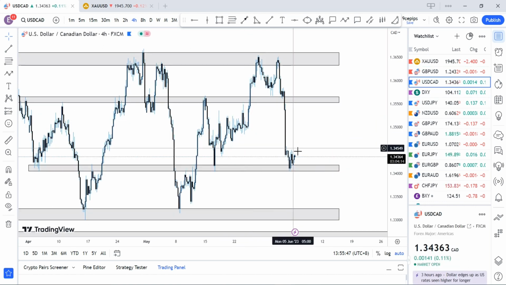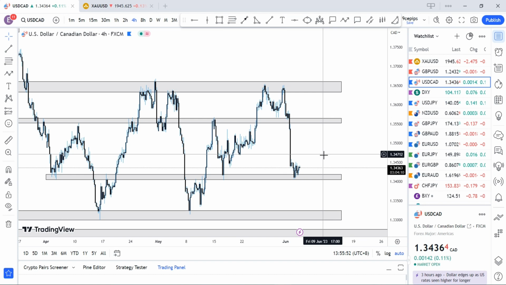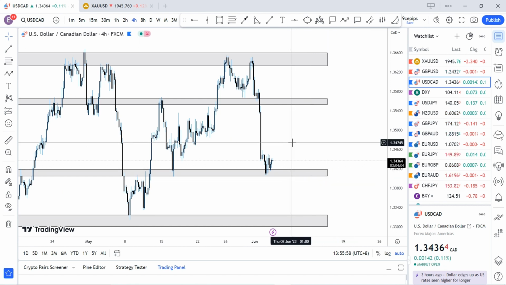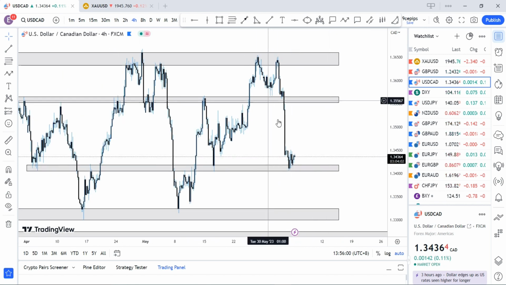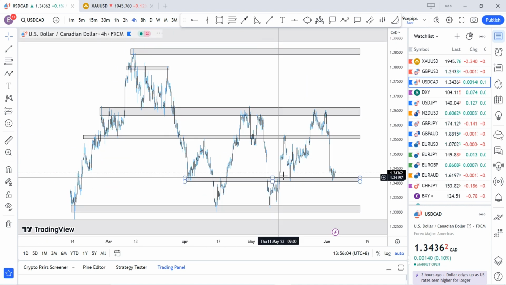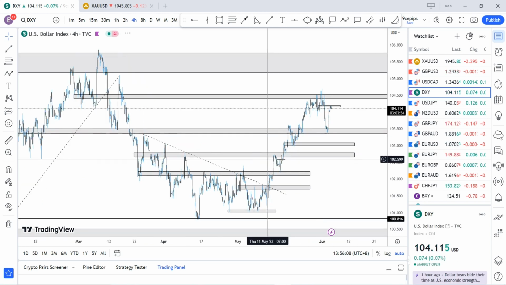Okay, for USDCAD, it's been crazy. I'm expecting a continuation to the upside here with this rejection, or to the downside regardless, because USDCAD is showing a really bearish momentum. But let's quickly look at DXY before we do that.